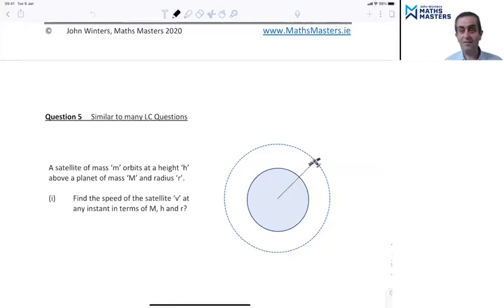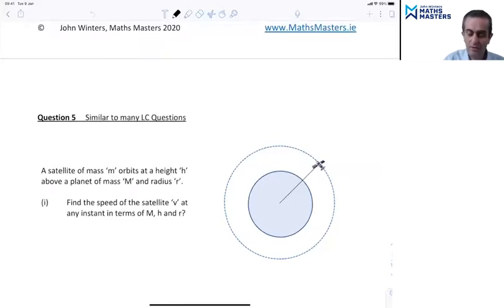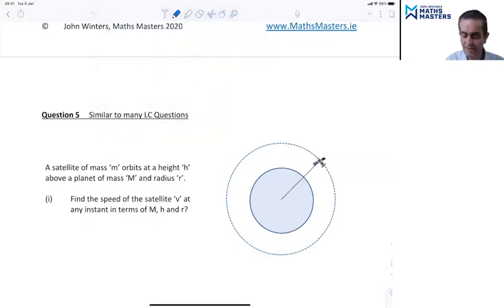Now, this is a standard practice question. So first of all, let's put our information onto the diagram. Clearly, this is our planet here, and the mass of this planet is capital M. So let's put a capital M in there. There's the center of the planet. Now, the radius of the planet is r, so we know that that distance there is r. And then the satellite is orbiting at a height h above the planet, so that height there is h. And then we know that the mass of this satellite here is small m.